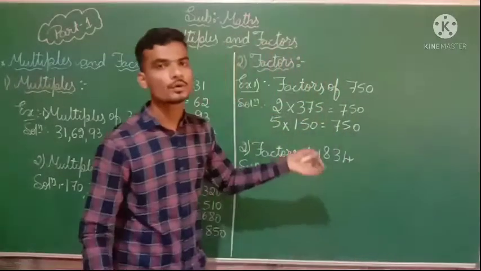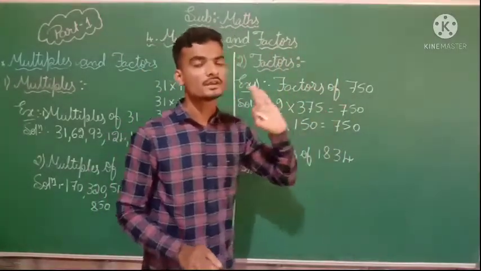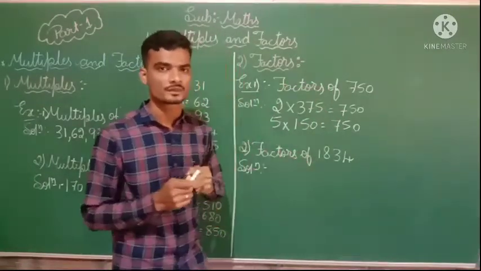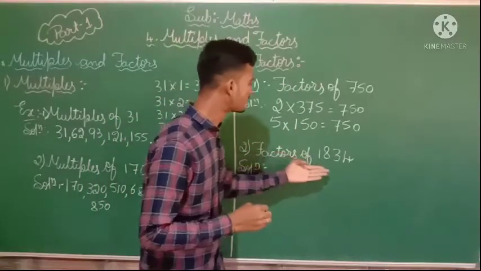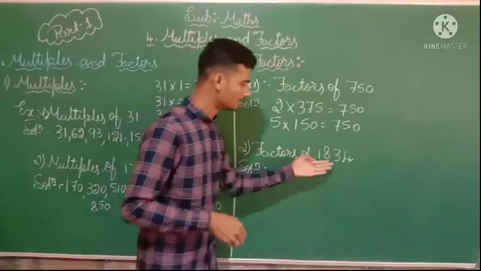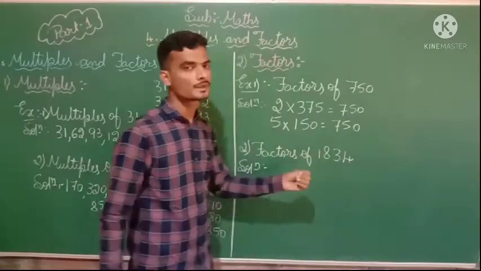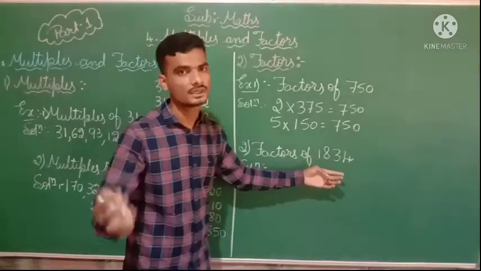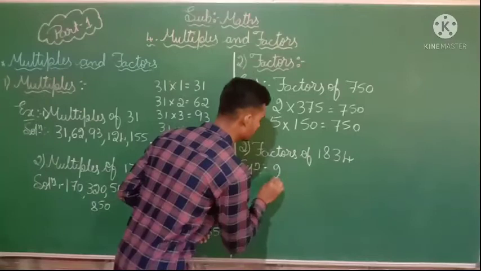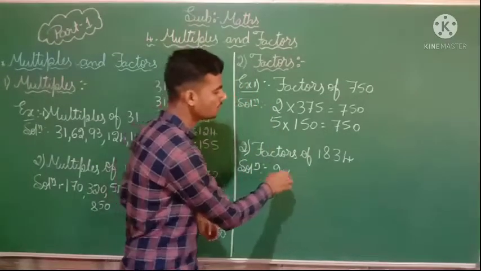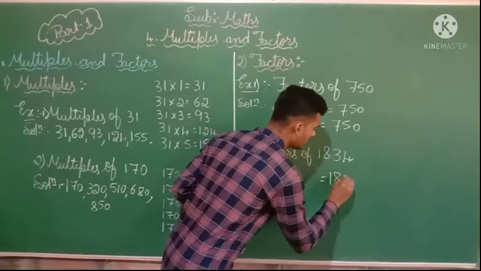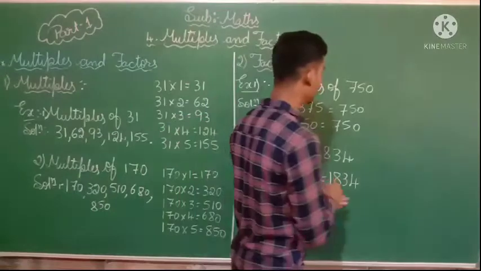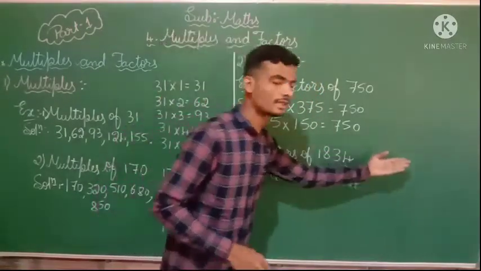What I am writing on the board, everyone should copy in your rough notebooks. Then you are going to understand what I am solving here. So, factors of 1834. We should not take 1 and the number itself. We want to take factors except that, so we will take 2 here. 2 into what should be taken to get the number 1834? We decide that by doing a division.